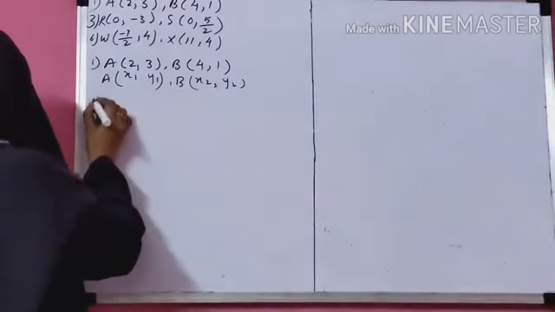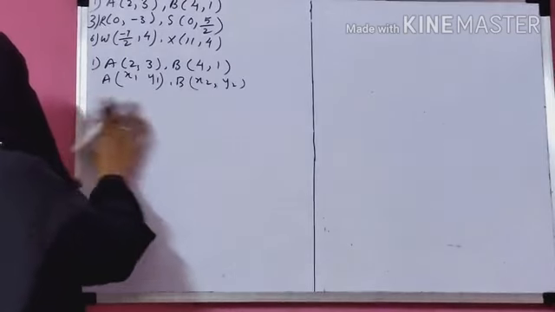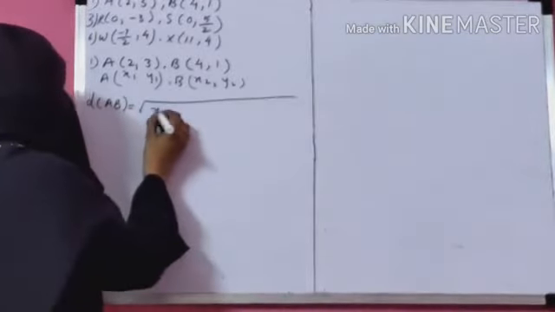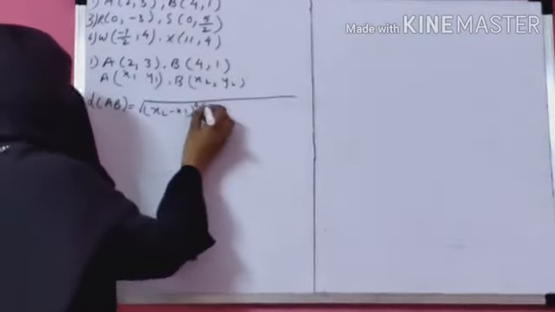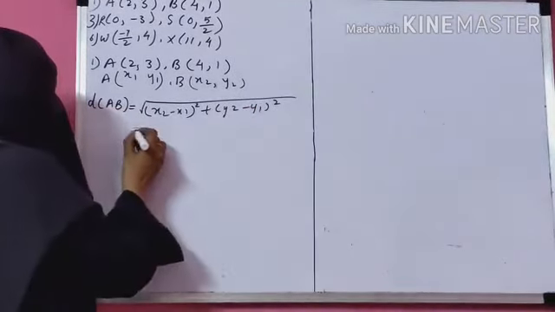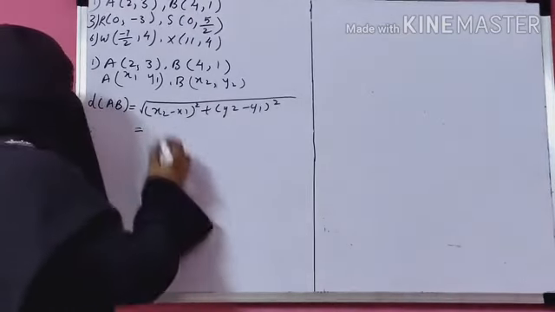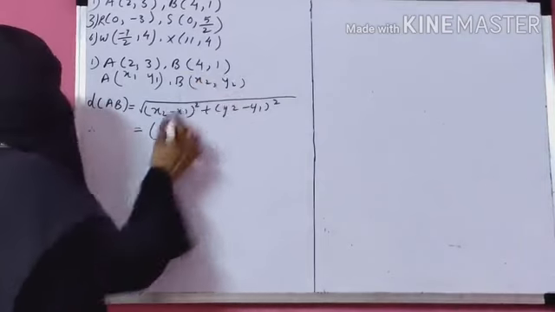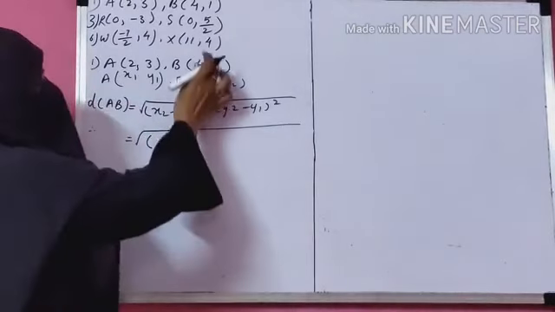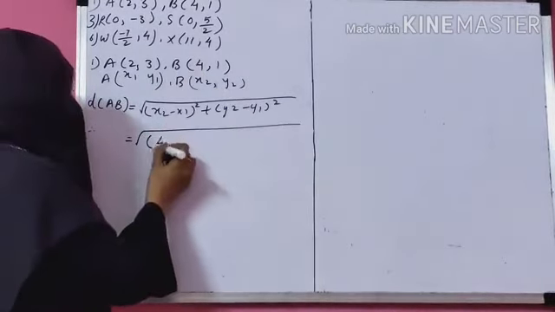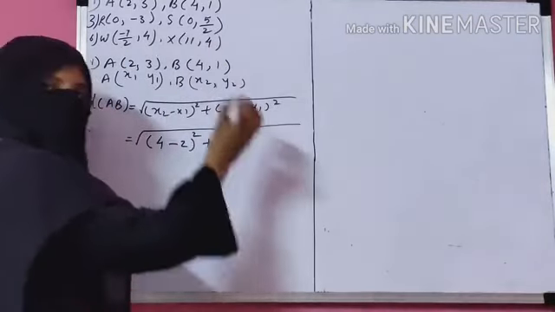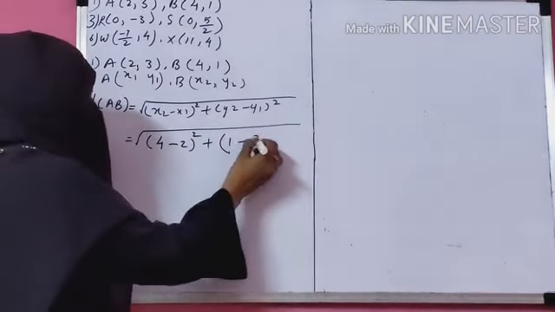Okay. Now to find the distance, just as we discussed, apply the formula. Distance between the points is under root x2 minus x1 whole bracket square plus y2 minus y1 whole bracket square. Okay. Now substitute the values. Here you have to find the distance between the points A and B. x2, that means x coordinate of second point, is 4 minus x1 is 2 whole bracket square plus y2 is 1 minus y1 is 3 whole bracket square.